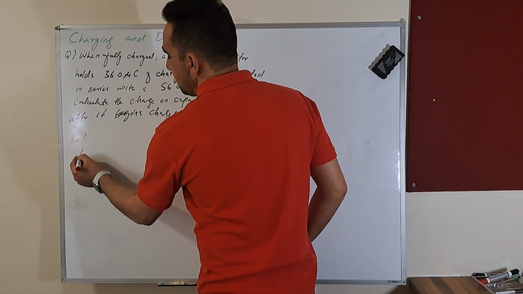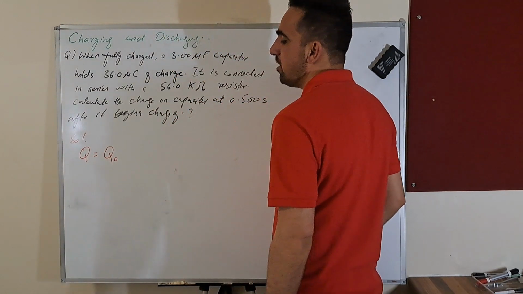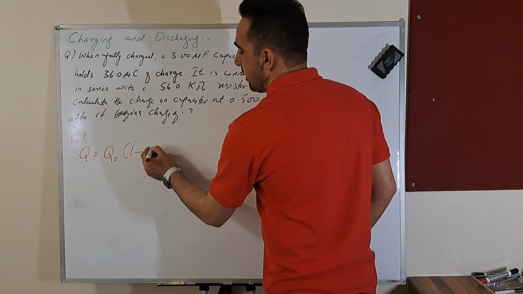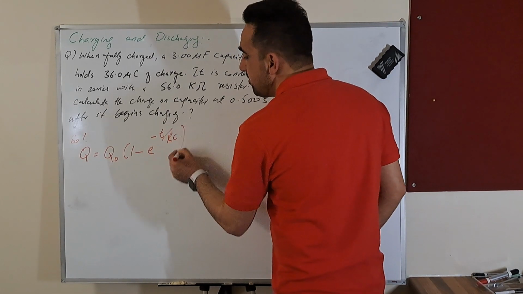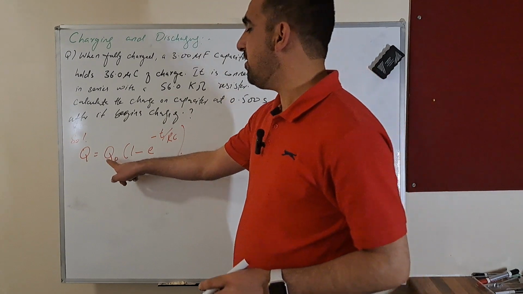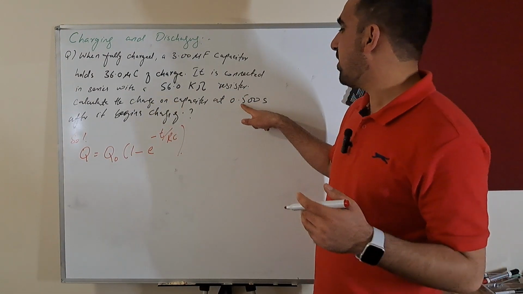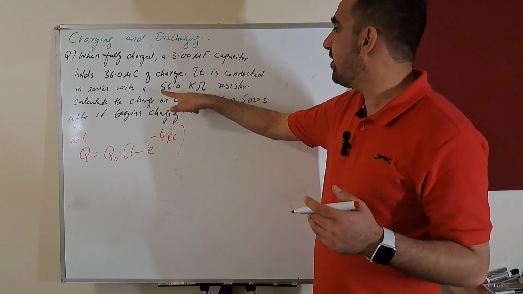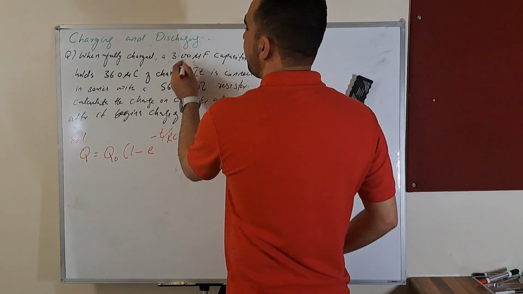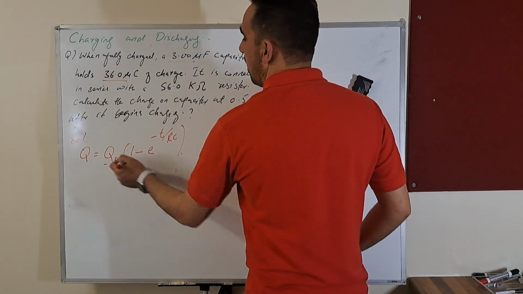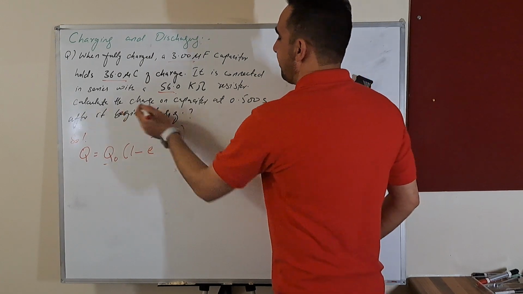So we say charge on the capacitor is equal to initial charge Q naught times 1 minus exponential of T divided by RC. Do we have all the values that we need? Do we have Q naught? And T, it's given here, is 0.5 second, and R we have here, and C capacitance we have. So we have C, we have Q naught, we have R, and we have T.